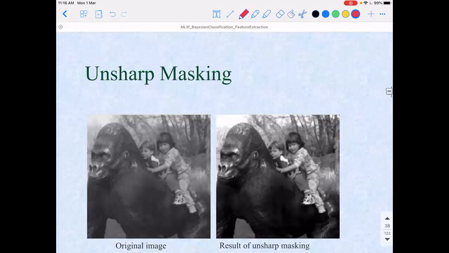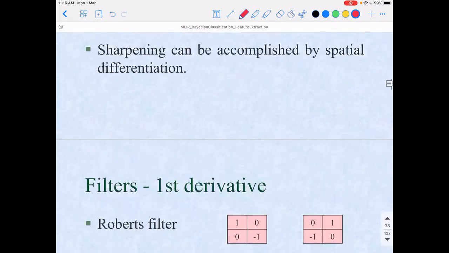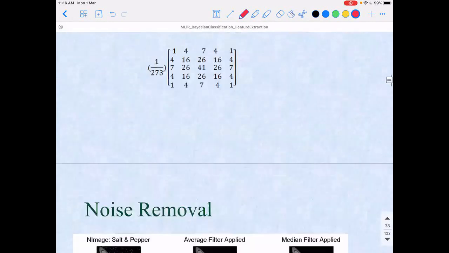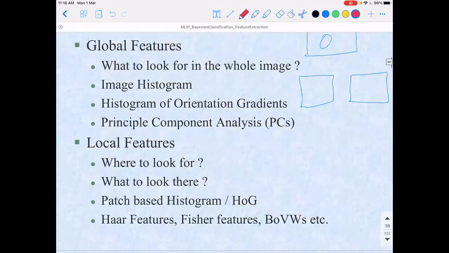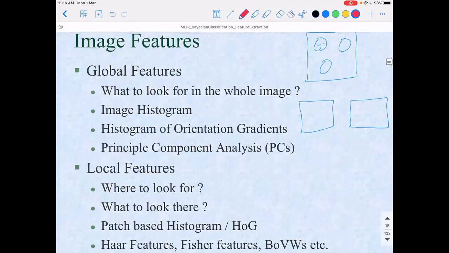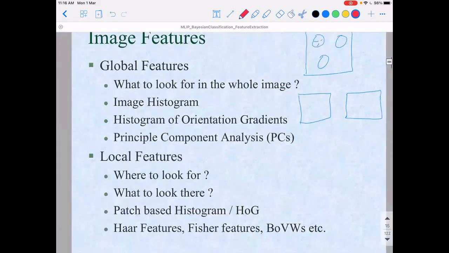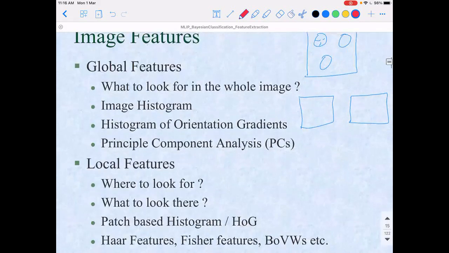I will not spend much time on concepts where you may be reasonably familiar, but please stop me in case you're not very clear on any of the concepts that I'm discussing now. There are two kinds of features people look for. One is local features, the other is global features.